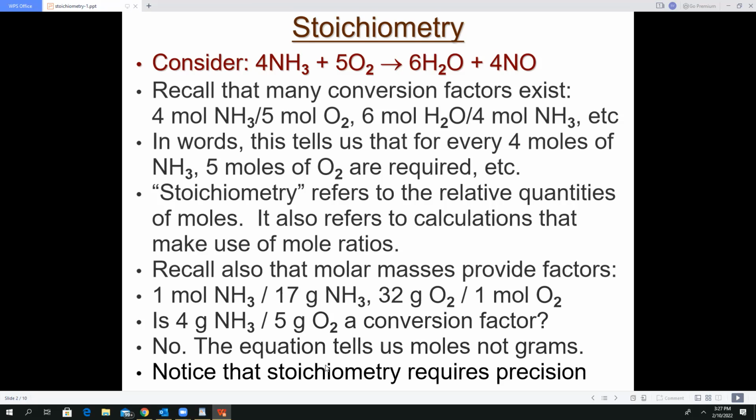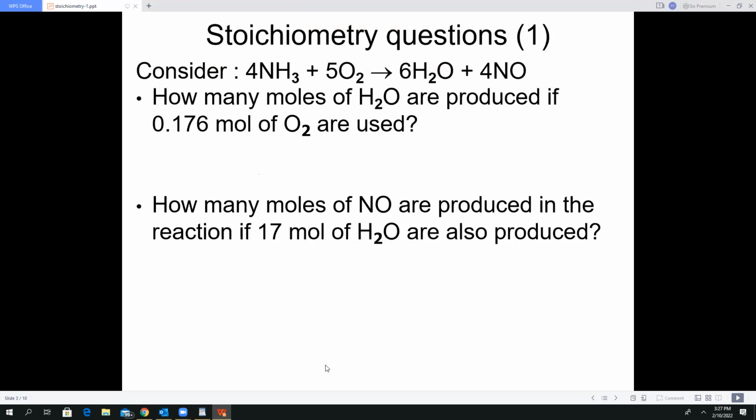Okay. So stoichiometry requires precision. So for that, you need to not use the simple amounts. Okay, so you want to use the real values, like for nitrogen, you don't want to say 14 grams of nitrogen, you're going to say 14.01, you know, that kind of thing.